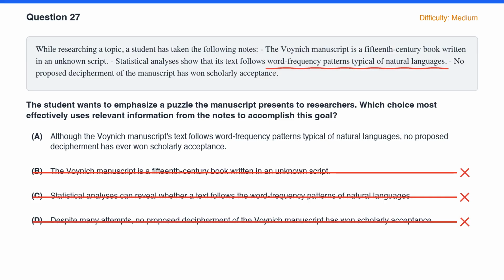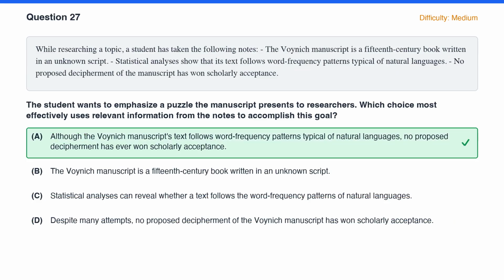Gone as well. Choice A sets the two facts against each other with although. That's exactly our puzzle. Choice A puts the two findings in direct tension. It reads like a real language, yet no one can decipher it. That contradiction is the puzzle. When a prompt asks for a puzzle, pick the option that pits two facts against each other.